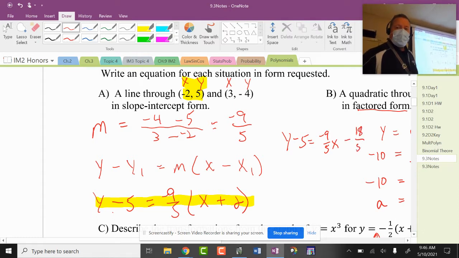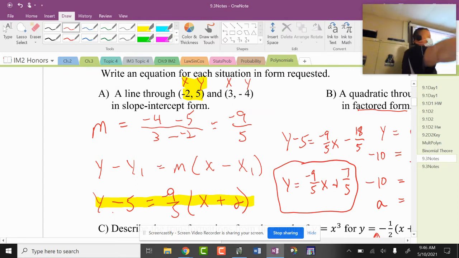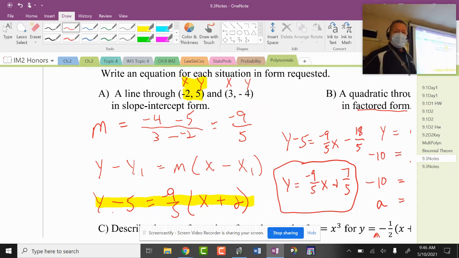And then I'm going to add 25/5, correct? So this is fractions 101. When I add 25 fifths, that's 7 fifths. There you go. This is truly in slope intercept form. How many of you got that answer all by your lonesome? One got an equation of a line, row. All right. So old school stuff.